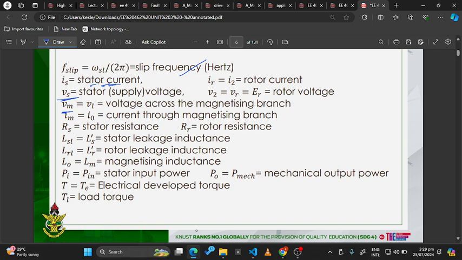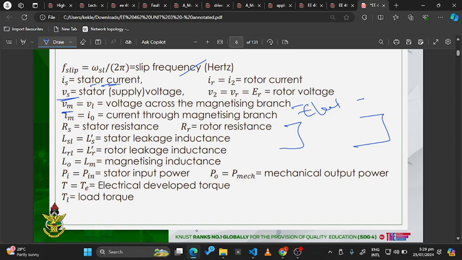Because a motor is an electromechanical device, you give it electrical power, it gives you mechanical power. A generator takes mechanical power and gives you electrical power. So T is the electromagnetic torque generated by the motor.